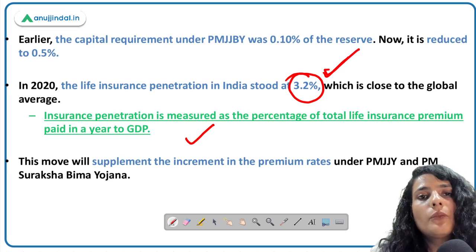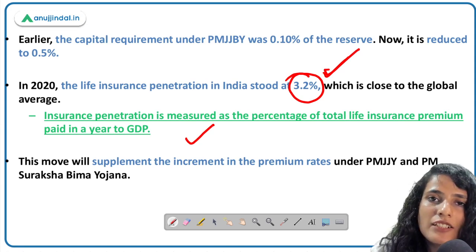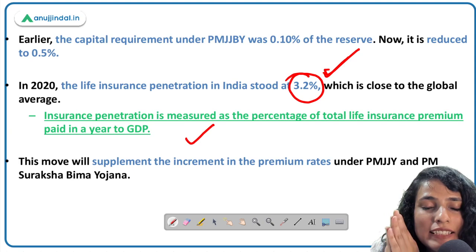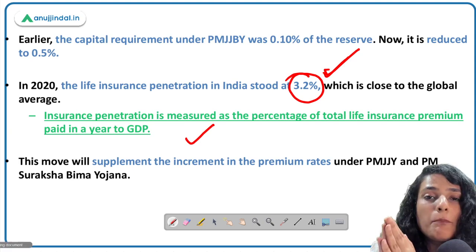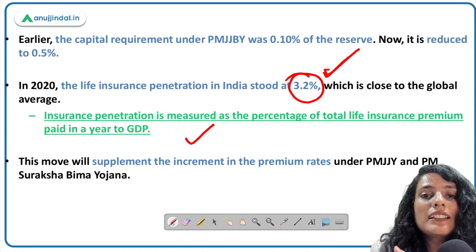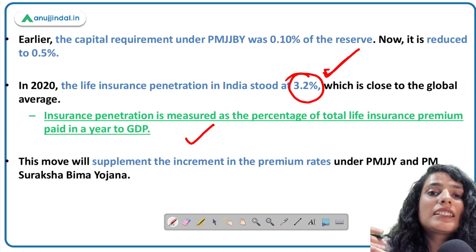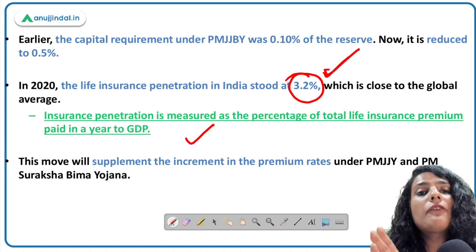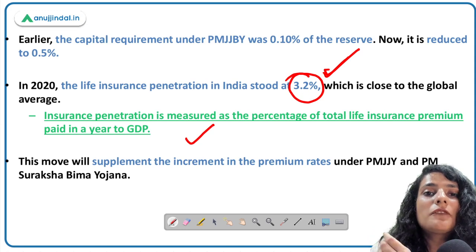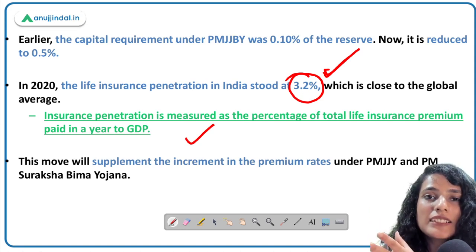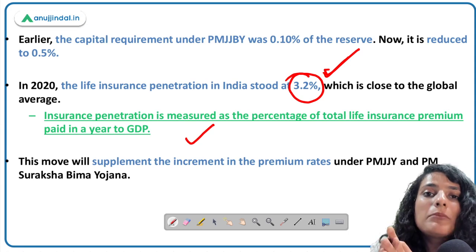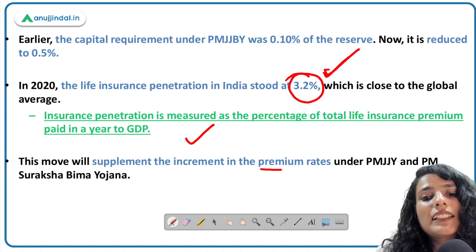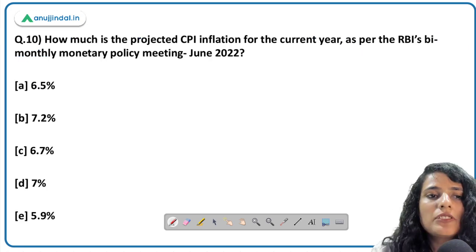And also, we all know as students of economics that the insurance sector acts as a second fiddle as an investor in the financial market. After the banking sector, it is the insurance sector that basically runs or heavily finances the financial markets in our country. So not only is it important for financial inclusion, but it will also enhance the volume of the financial market if the insurance companies are able to tap the savings of every citizen of India. So this will supplement the increment in premium rates. We have already discussed it.